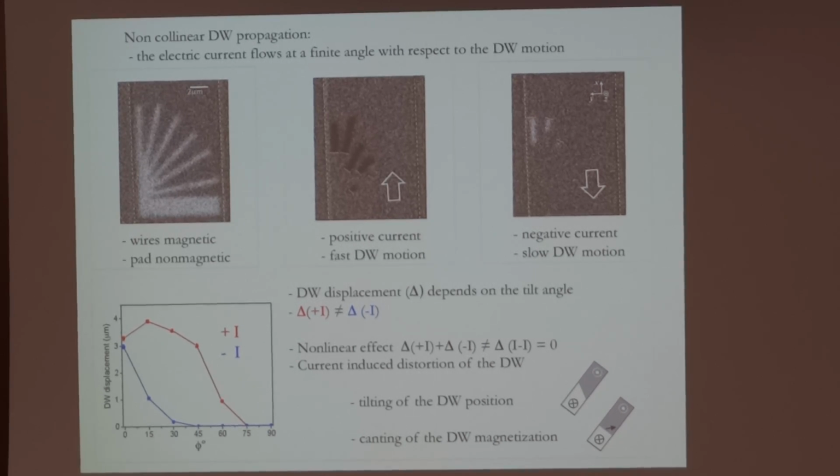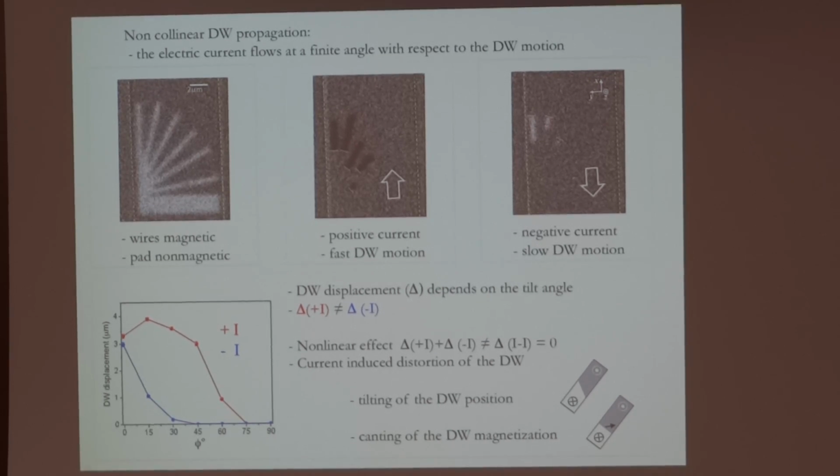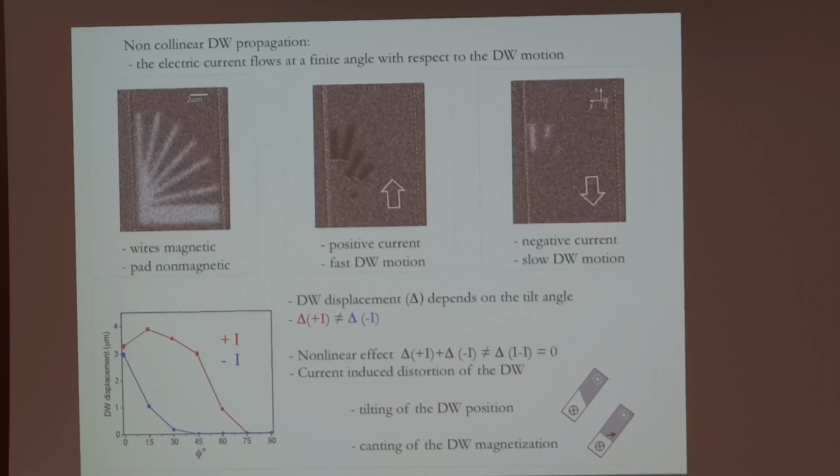So the only nonlinearity can occur due to a distortion of the magnetization by the current, such as, in our case, a domain wall tilting in the wire, or canting of the domain wall magnetization with respect to the domain wall position. So these are the two hypotheses we have, which we are going to test now.